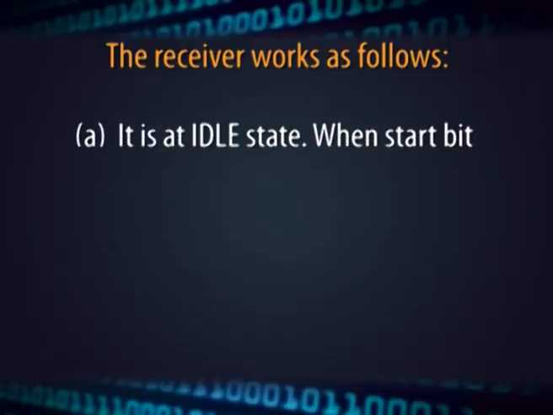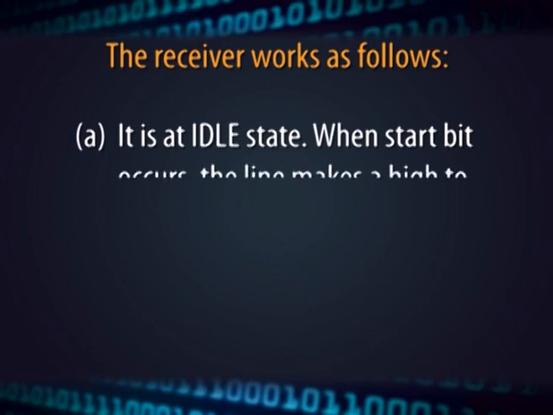In summary, the transmission of one character requires an overhead or extra expenditure of minimum 2 bits, 1 start bit and 1 stop bit. Thus, to send 8 data bits, we must send 8 plus 2 or 10 bits. This results in an overall efficiency of 80%. Addition of a parity bit further decreases the efficiency. Now, the receiver works as follows.